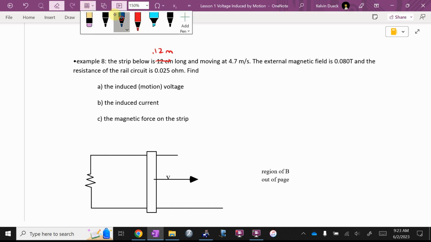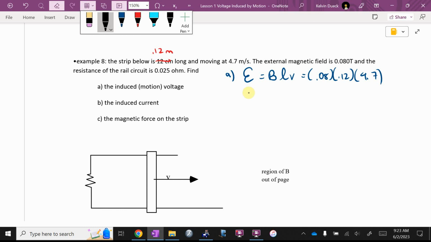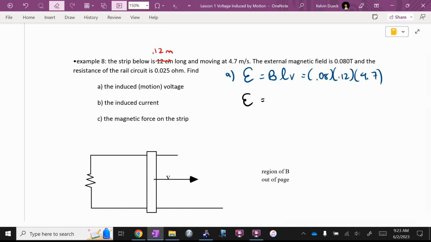What does A want me to find? EMF equals BLV. It's going to be 0.08 times 0.12 times 4.7. What do you get? I don't think this is going to be a spectacular voltage. These are pretty small numbers.